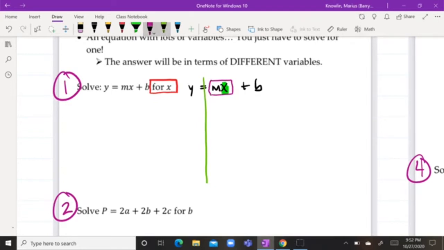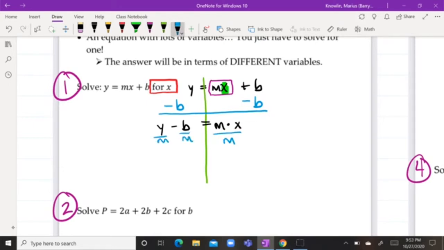So if I want to get that by itself, I have to first start off by subtracting b from both sides. And because the b is not a like term with the y, we have to put it off to the side. So I'm going to write y minus b equals m times x. And mx means m times x. So now I know how to undo the multiplication. I simply want to divide everything by m.